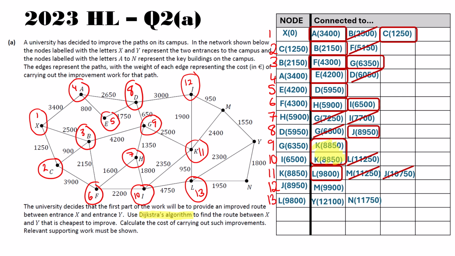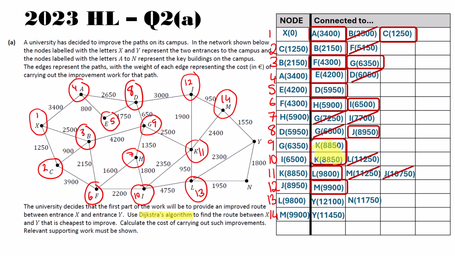So L can go to two nodes, that's Y and N. They're all new nodes, so we don't have anything to cross out. We now have three working nodes, M, Y, and N. We are going to take the smallest value, which is M, and this gets locked in as node number 14. And then from M, we can only go to Y.